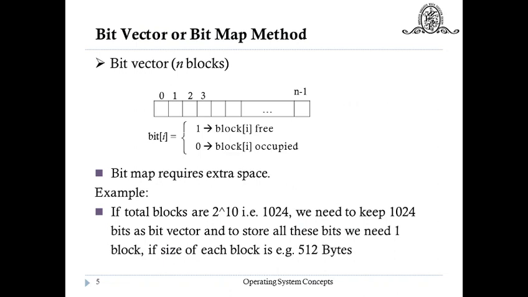The first method is bit vector or bitmap, which maintains one bit for each block. So if you have n blocks, we have to maintain n bits. For each block we maintain either 1 or 0, that is, only one bit is maintained for one block and that bit may be 0 or 1. If it is 1, it means the block is free, and if it is 0, it means the block is occupied. So if I have 256 blocks, then I need to maintain 256 bits.